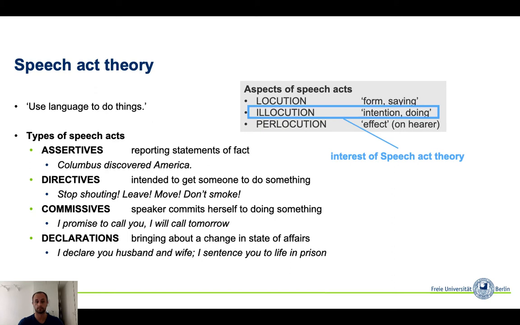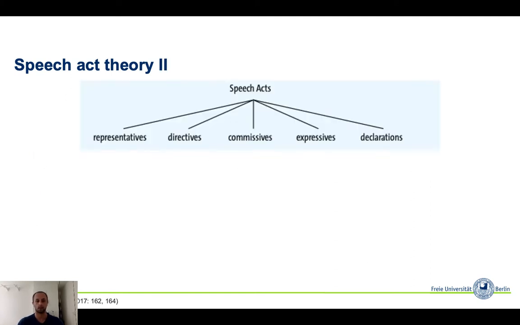Then we have declarations. In contrast to assertives, we're not reporting what the state of affairs is, we are bringing about a change in the state of affairs. So if we say something like, I name this ship HMS Martin, then before we have done that, the ship had no name, and afterwards it has a name, in that case, Martin. And then we also have expressives, speech acts that are used to express how we feel about a certain state of affairs. So if I say I'm sorry for being late, I'm not only describing that I am late, but I'm also saying that I'm unhappy about the fact. Okay, and representatives is a term that is sometimes used as an equivalent for assertives.